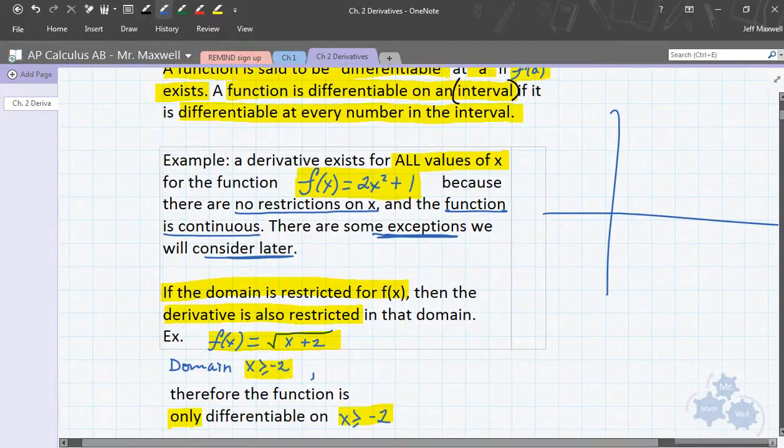So if a function has no gaps, no jumps, if it is continuous on the entire domain, then we say that it is differentiable on the entire domain or the entire interval. And that would be like from x equals a certain value to another value. If the domain is restricted, so that means if there is a gap like this, where something either jumps, or if it's restricted as far as a vertical asymptote, then it is not differentiable at those restrictions. So here, the domain for this function is x is greater than or equal to negative 2. If x is less than negative 2, it doesn't make sense. It's not defined, so there's no derivative.